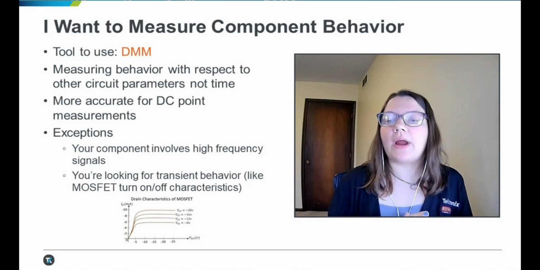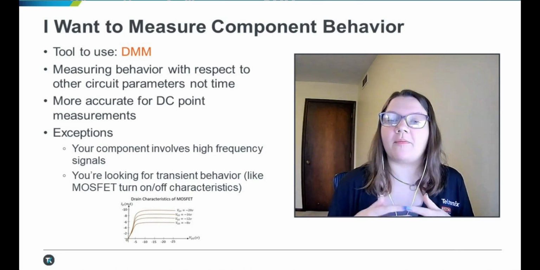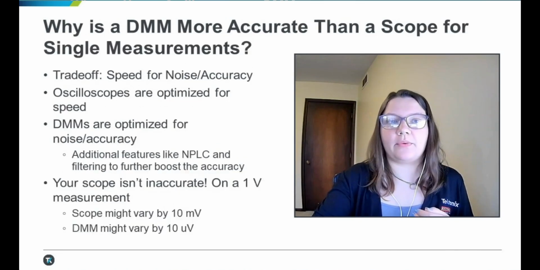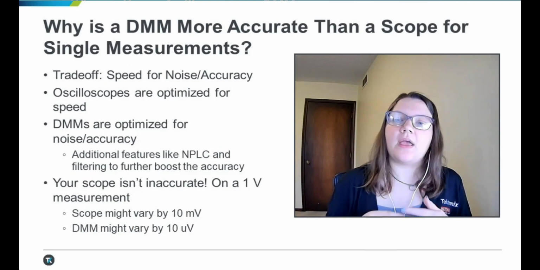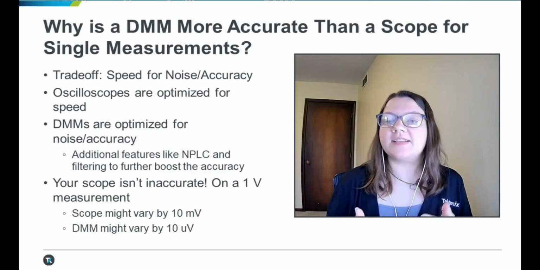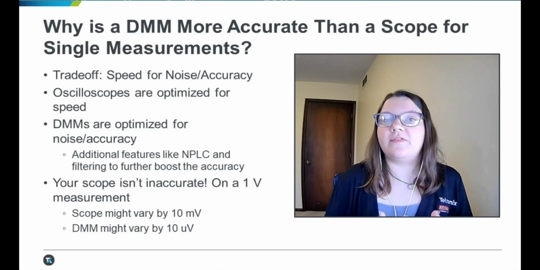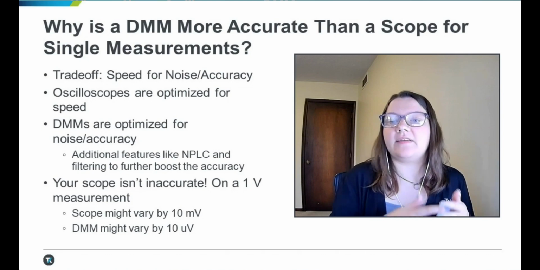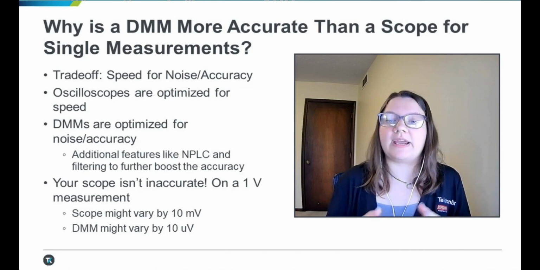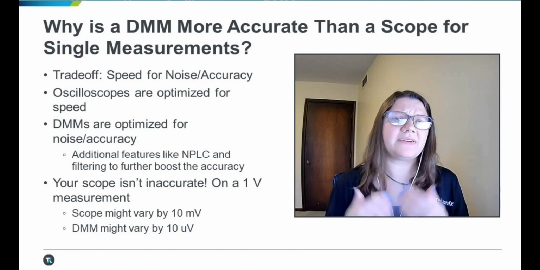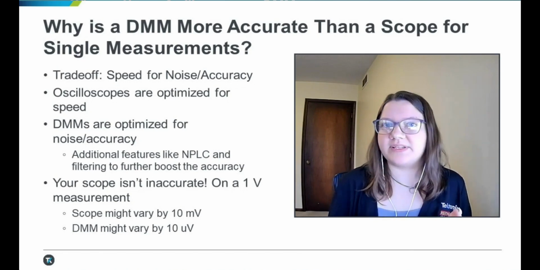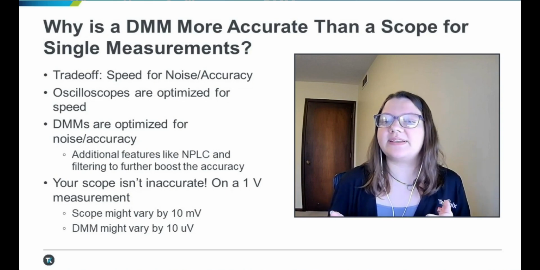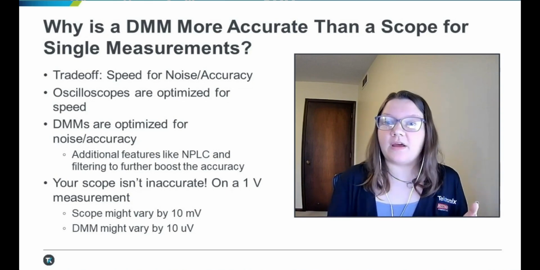The DMM is more accurate over the scope for measurements like this, which brings up a really good question. Why are DMMs more accurate? Oscilloscopes are optimized for high-speed measurements because what we want to do is visualize the waveform behavior. And to accomplish this, we have to take a series of samples of that waveform and connect them together. Now, technically, you could do this with a DMM or any measurement device that's taking more than one measurement, but the issue is the speed of it.